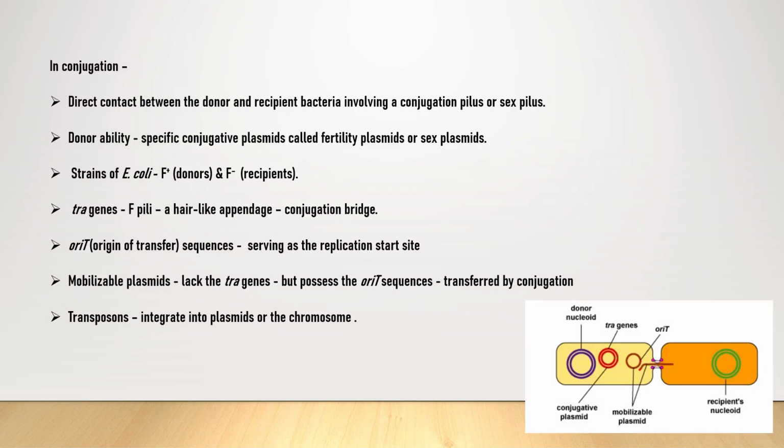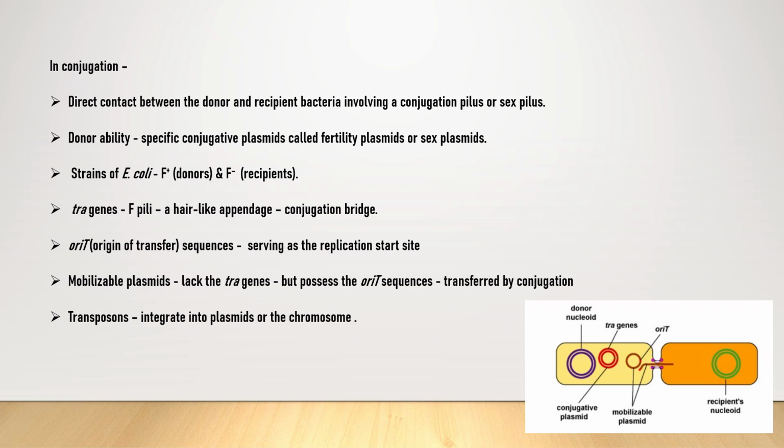Conjugation is one method in which there is direct contact between the donor and the recipient bacteria. The donor bacteria is one which contains a conjugative plasmid, called the fertility plasmid or sex plasmid or F factor, and it is denoted by the letter F plus, whereas the recipient bacteria do not contain this conjugative plasmid and it is denoted by the letter F minus. Conjugation is encoded by plasmids or transposons.